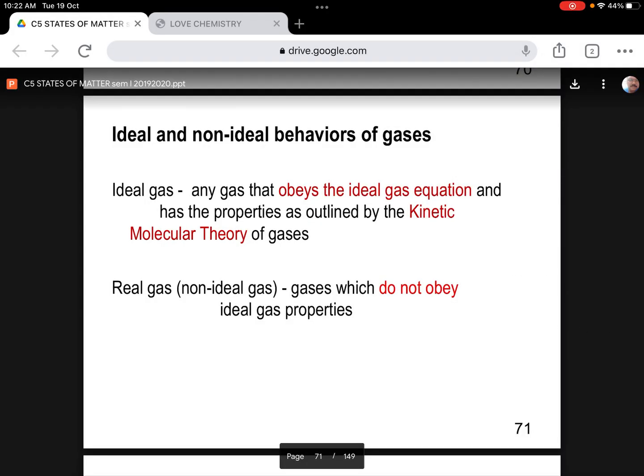Hi, good morning. Today we continue with 5.1 gas under topic states of matter, chapter 5. Ideal and non-ideal behaviors of gases. Ideal gas is any gas that obeys the ideal gas equation and has properties as outlined by the kinetic molecular theory of gases, whereas real gas or non-ideal gas refers to gases which do not obey ideal gas properties.